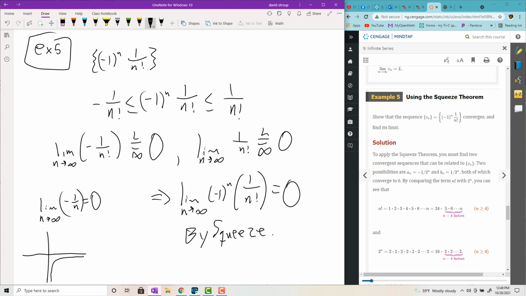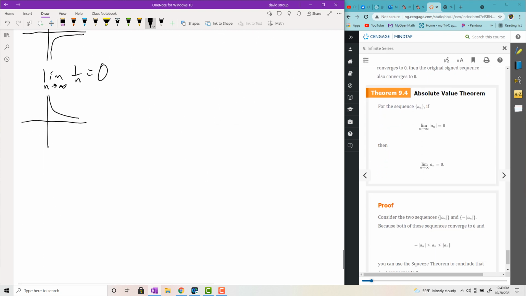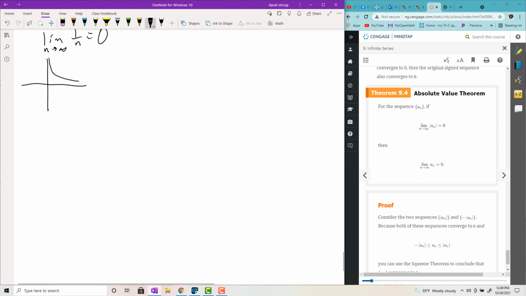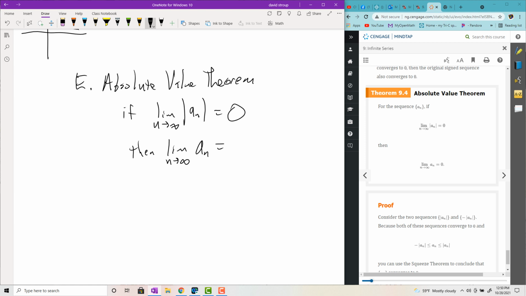Okay, one thing you get for free from the squeeze theorem is the absolute value theorem. So theorem 9.4, let me put that as part E in my notes. This is a long section, folks. A lot of good stuff. So the absolute value theorem, I don't use this very much, but it does come up every once in a while, so I just want to make sure it's here. Basically, if the limit of the absolute value of the expression as n goes to infinity equals 0, then the limit as n goes to infinity of the sequence is going to go to 0 as well.